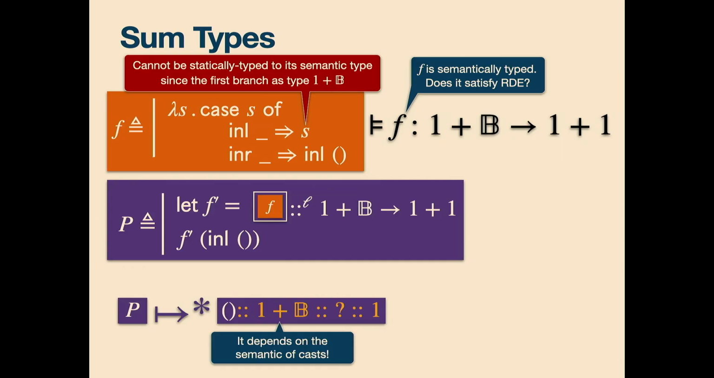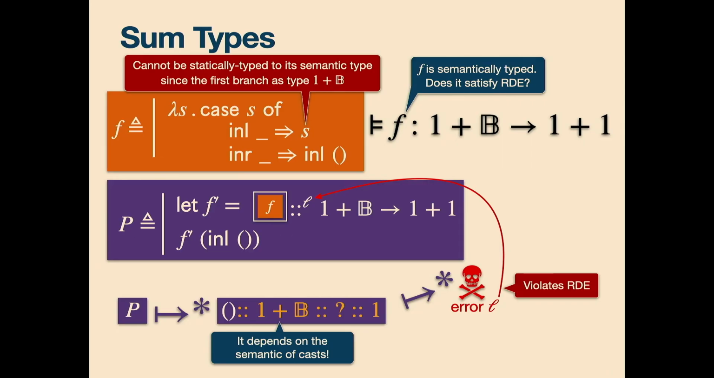After a few reductions, we're going to have a unit cast to unit plus Boolean, cast to unknown, cast to unit. What happens after this depends on the semantics of the gradual language. In some cases, for instance with AGT semantics, you would get an error, and the error is going to be associated with label L, which is exactly the label that we have on the ascription of f prime, violating the criterion. So AGT by default violates this criterion.